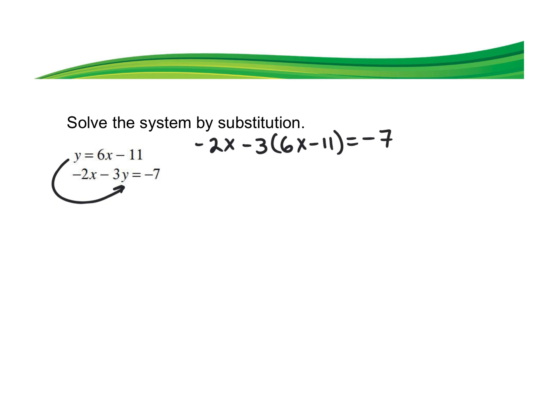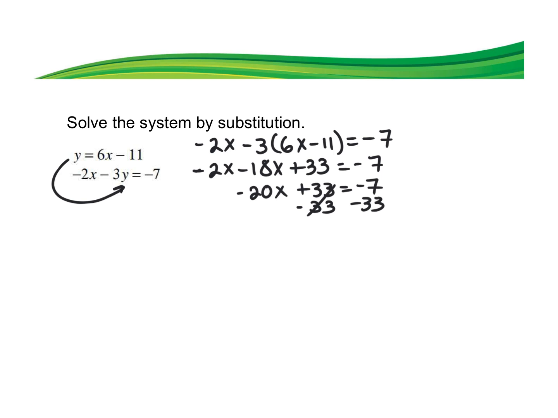Now I'm going to distribute to get negative 2x minus 18x plus 33 equals negative 7. Negative 18 minus 2 is negative 20x plus 33 equals negative 7. Then I'm going to subtract 33 from both sides, so I get negative 20x is equal to negative 40. I divide by negative 20 on both sides, and that leaves me with x is equal to 2.